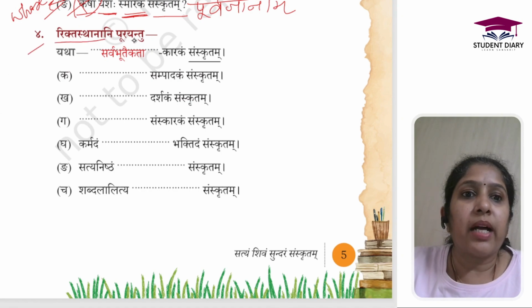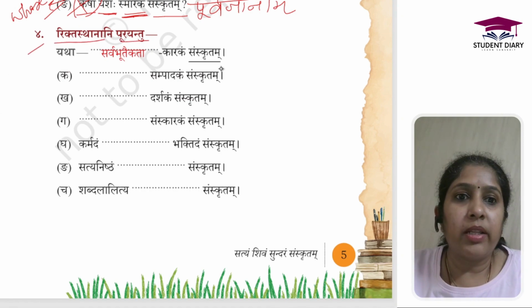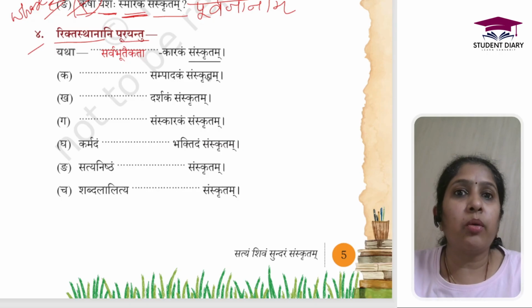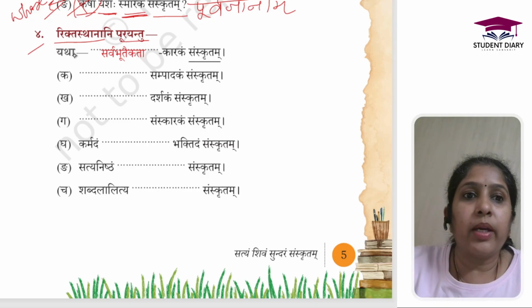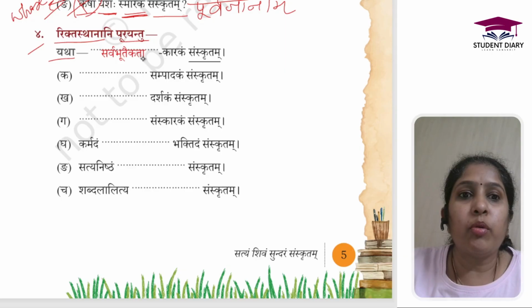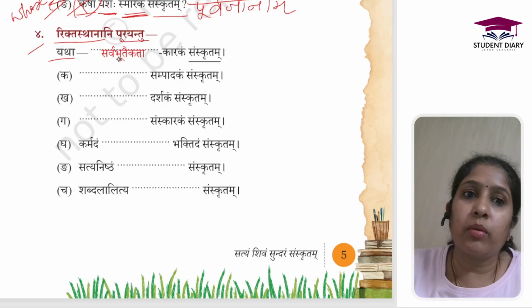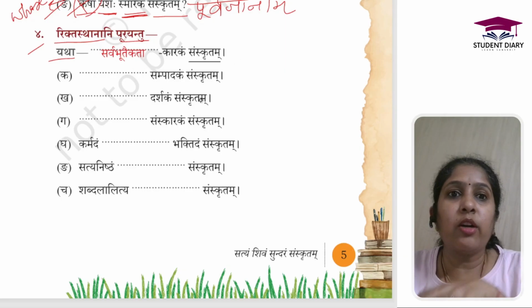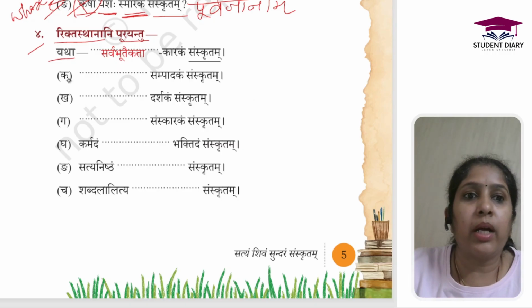Next main. Rikta sthanani puryantu. So now you have to fill in the blank. So for this main, you should know all the shlokas properly. Okay, like the first one, they have given Sarva Bhut Ekta Karakam Sanskritam. So there is like the full line of the shloka. You have to complete the line of the shloka.